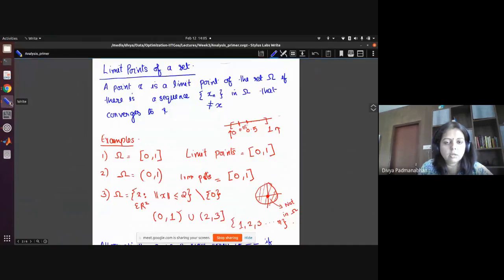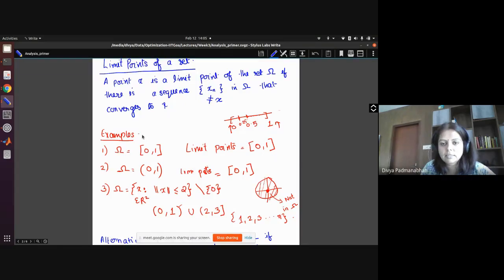Okay, so yeah, we were looking at this notion of limit points of a set, and there was this question about whether you can have a set in which some of the elements are not limit points. Turns out that the way I explained the limit points, there was one point that I missed. So we said that a point x is a limit point if there is a sequence in omega that converges to x. One thing to note here is that the sequence should not contain the element x exactly. So it should be a sequence of elements other than x.